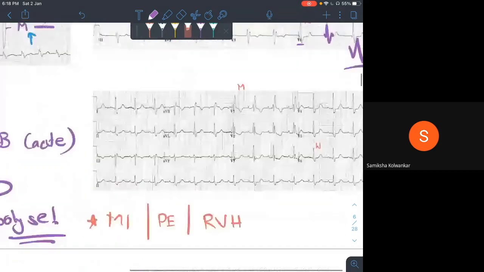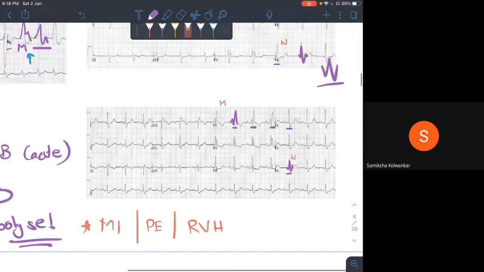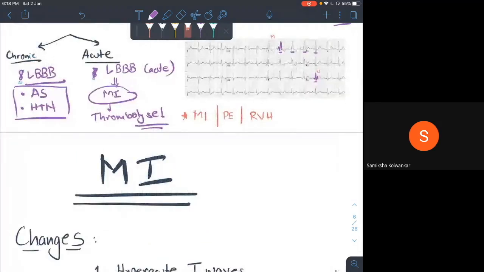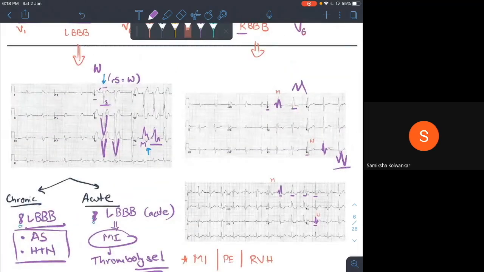Again, look at this ECG. You see that the QRS complex is big. It's big everywhere. It's very clear out here that this is an M pattern, and very clear out here that this is a W pattern. The RBBB is really not something you're going to encounter daily, and it's not something you need to worry about. But since you know left bundle branch block, it's very easy for you to remember the right bundle branch block.